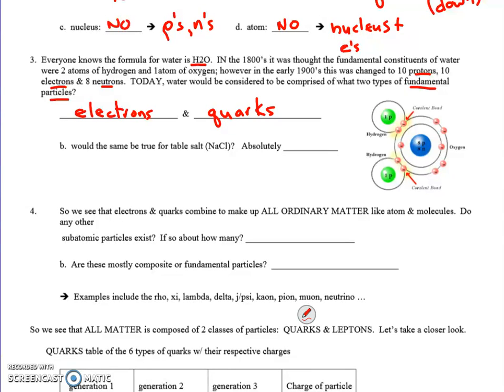Now we could ask the same about salt. Is table salt made up of only electrons and quarks? Well, what is sodium? Sodium is an atom made up of protons, electrons, and neutrons. Chlorine is protons, electrons, and neutrons. Electrons are electrons. Protons and neutrons are made up of quarks. So a salt crystal is made up of only electrons and quarks that combine to make the other particles that we just mentioned. So any compound, and therefore any cell, anything that's made up in our everyday world, must be made up of quarks and electrons. Okay, that's really, really important.